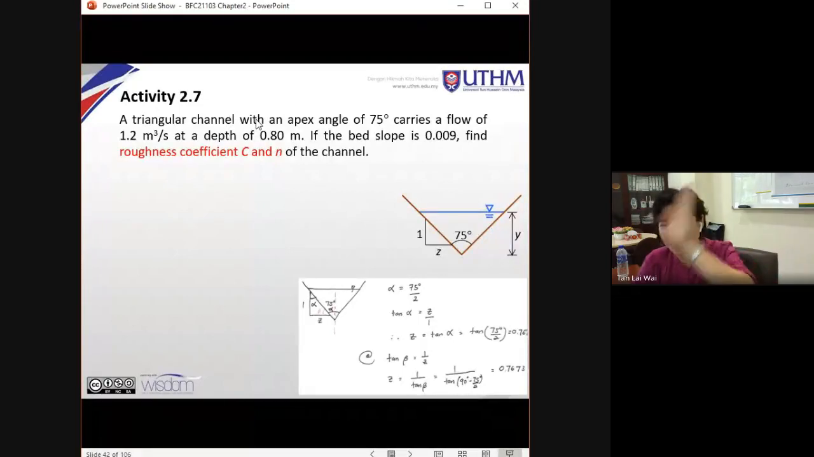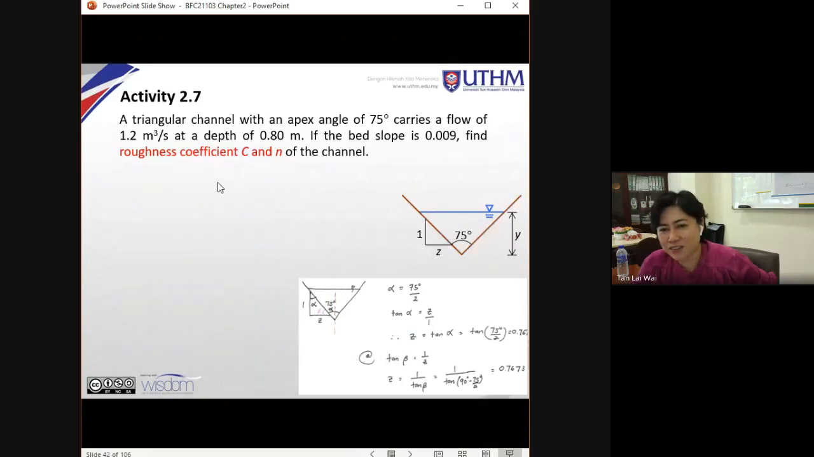C and N are not the same. Chezy coefficient and N are from different interpretation and also from different observation. So they are not the same, and they should not be the same as well.